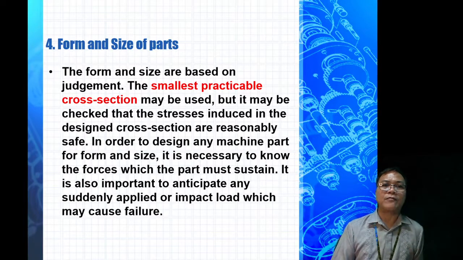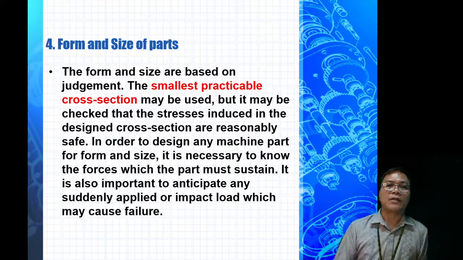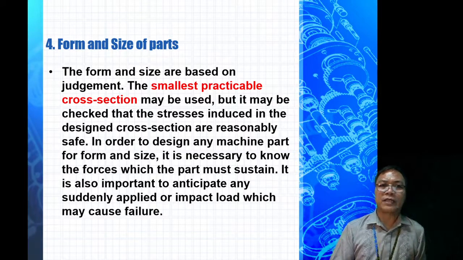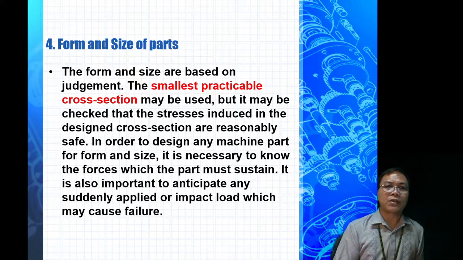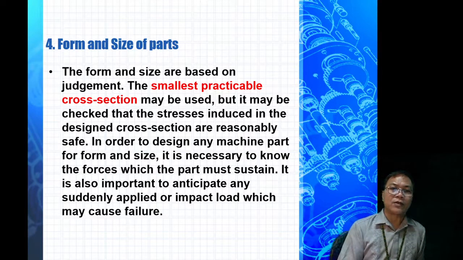Next is the form and size of parts. The form and size are based on judgment. The smallest practicable cross-section may be used, but it may be checked that the stresses induced in the design cross-section are reasonably safe. In order to design any machine part for form and size, it is necessary to know the forces which the part must sustain. It is also important to anticipate any suddenly applied or impact load which may cause failure.